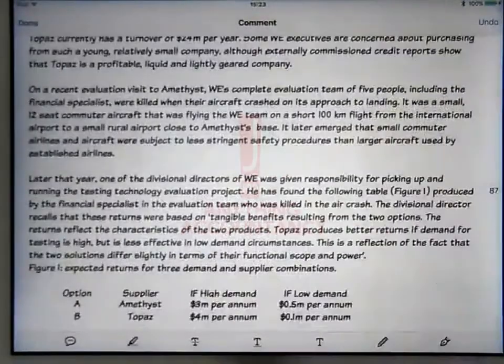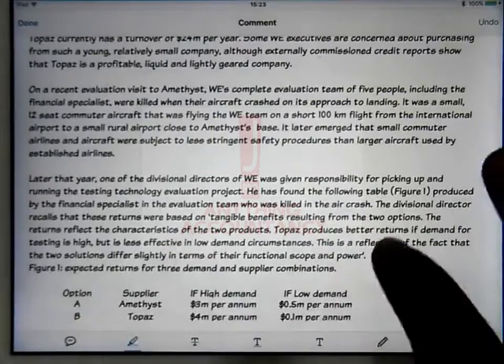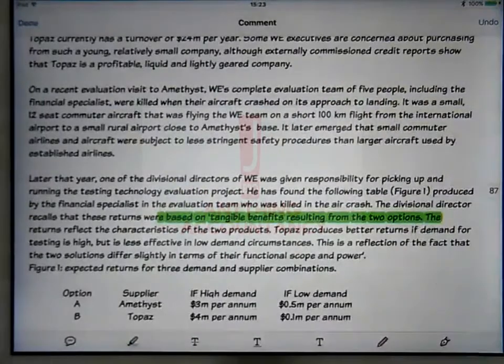Okay. Later that year, one of the divisional directors was given responsibility for picking up the running and testing of the technology evaluation project. He found the following figure produced by the financial analyst of the evaluation team who was killed in the air crash. The divisional director recalls the returns were based on tangible benefits only. I think that's a problem, isn't it? What about intangible benefits? Make a note.